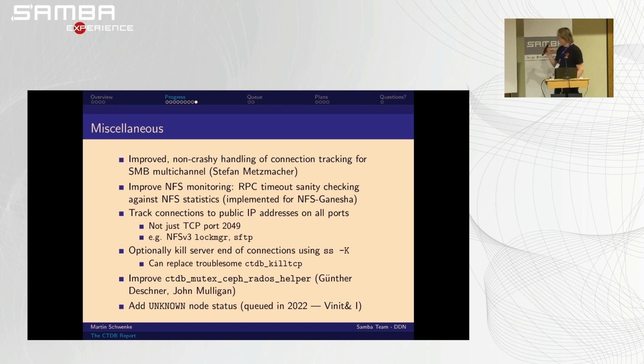Gunther and John Mulligan have done some work on the Cephrados helper, which is an alternative to the fcntl cluster lock helper I mentioned earlier. I don't know more than that. I see that code go by and go, meh. And after the last talk in 2022, this work was already queued, but Vineet and I added an unknown status to CTDB.